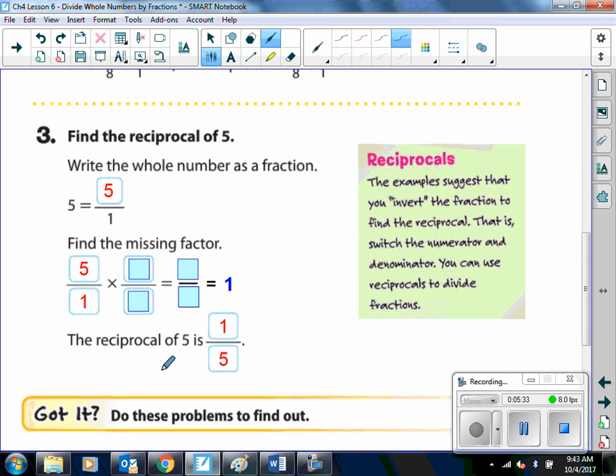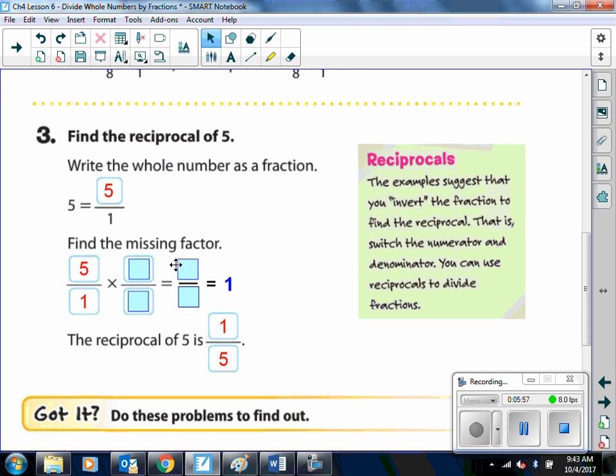So here, for example 3, we want to find the reciprocal of 5. So here we have 5, and remember, when you have a whole number, you just put it over 1. So we have 5 over 1. That puts it in A over B form. We want to see what we can multiply 5 over 1 times to get 1.